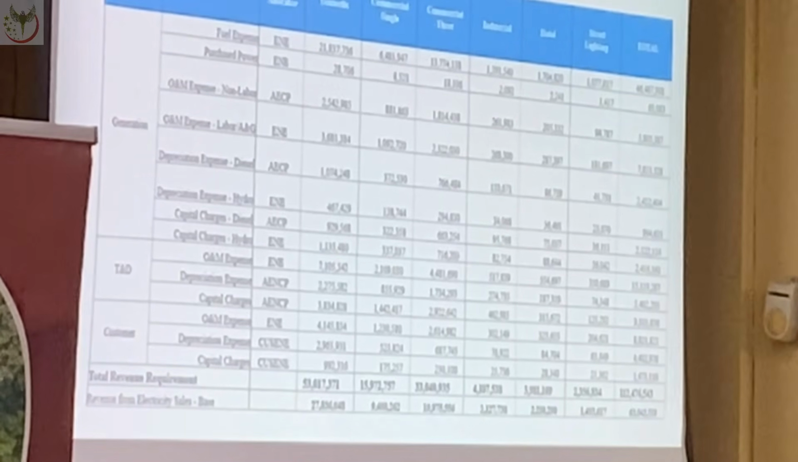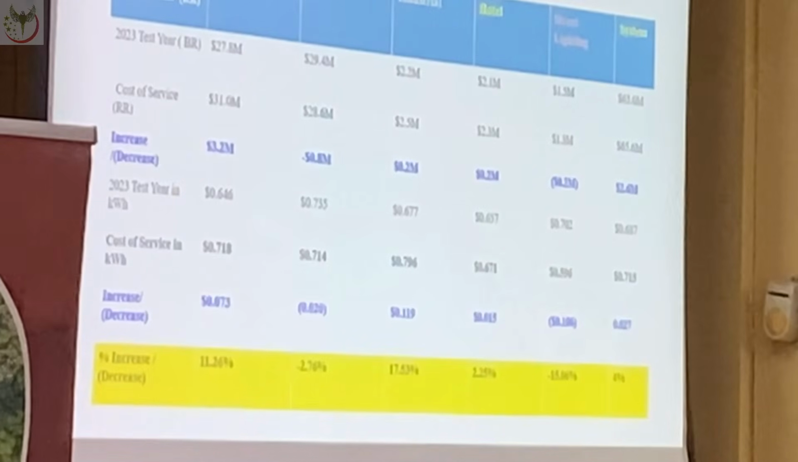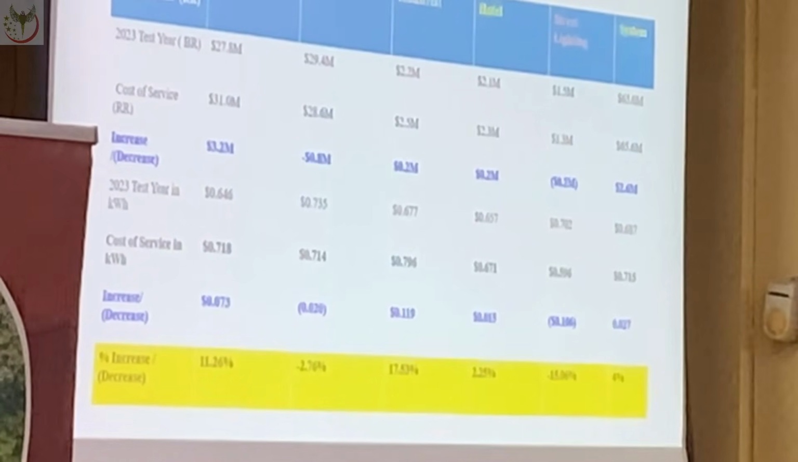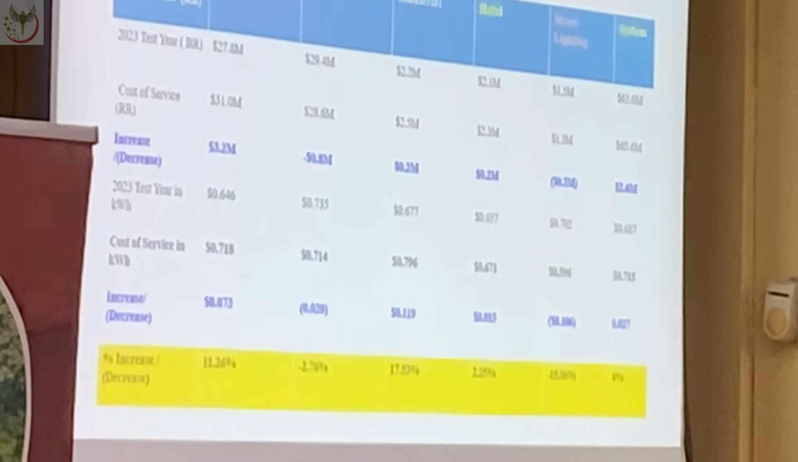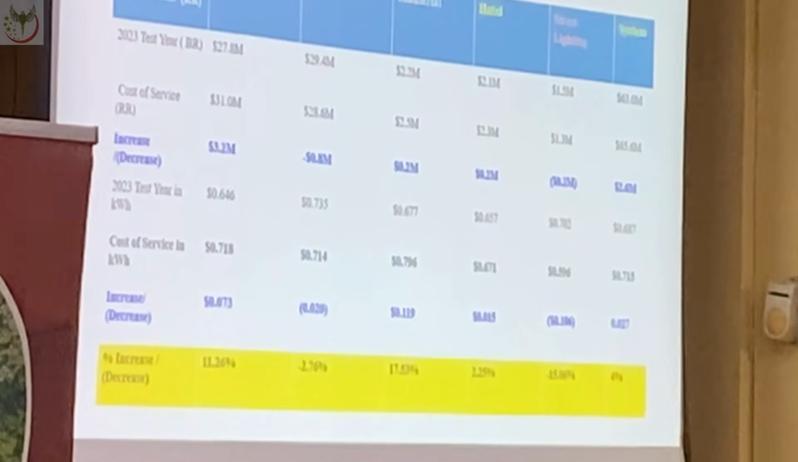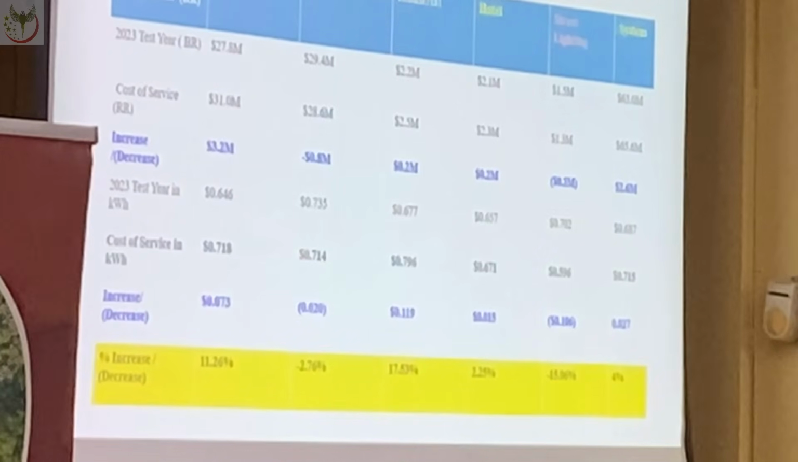Now, if we look at the other slide, we are seeing the base revenue and the revenue requirement. That's the base revenue based on the test year and the cost of service. So where we are seeing 63 million, that 63 million is broken down based on the test year, which is the revenue from electricity sales. So it's broken down in the category of domestic, commercial, industrial, hotel, and street light. This is the existing tariff structure.